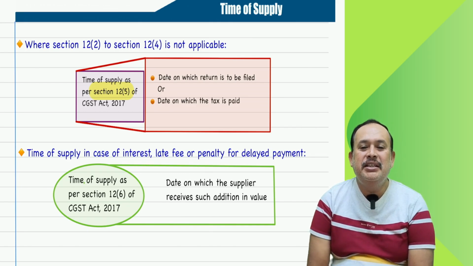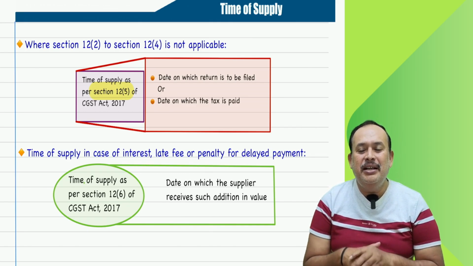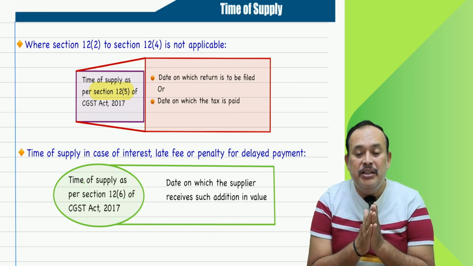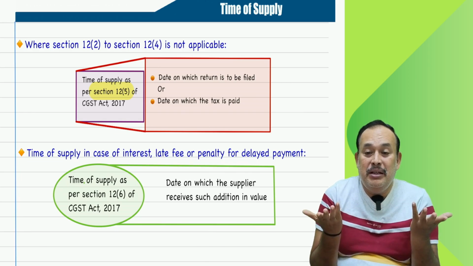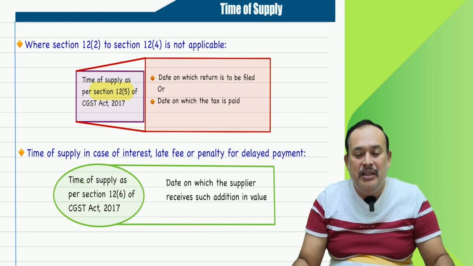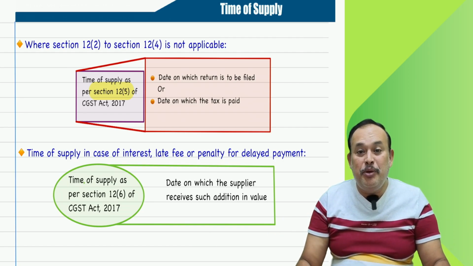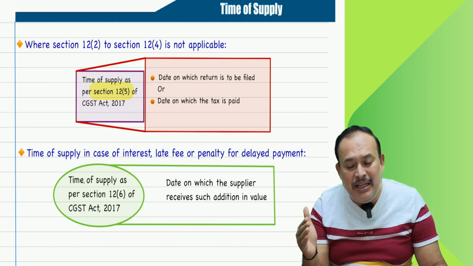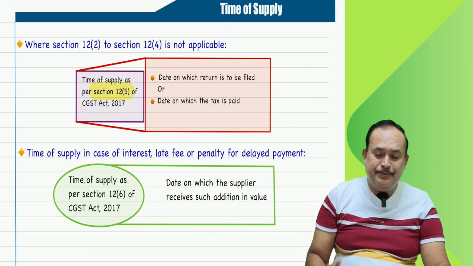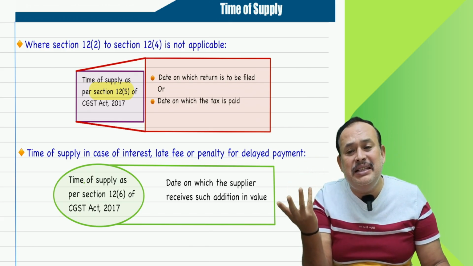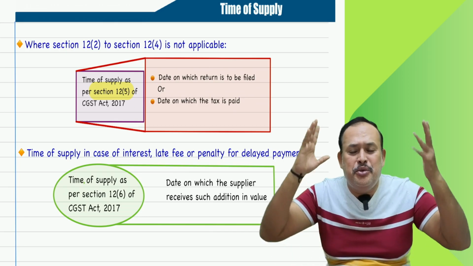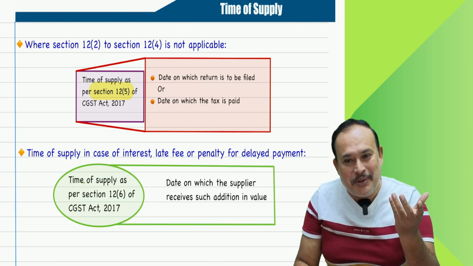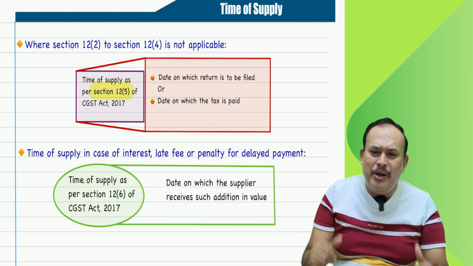Date on which return is to be filed. If not, date on which tax is paid. Anyone can be taken as a time of supply. Date on which return is to be filed, known. The date on which return is to be filed, that date is the time of supply. Sir, I do not know the date of filing the return, sir, in the given circumstances. It's a unique case, sir. Date on which you are going to pay the tax is the time of supply. Sir, how to understand this, sir?